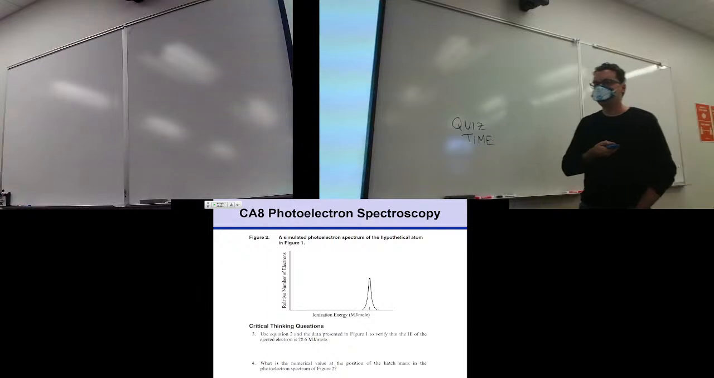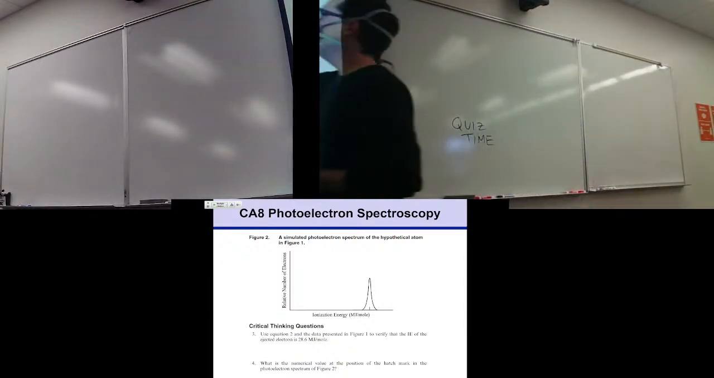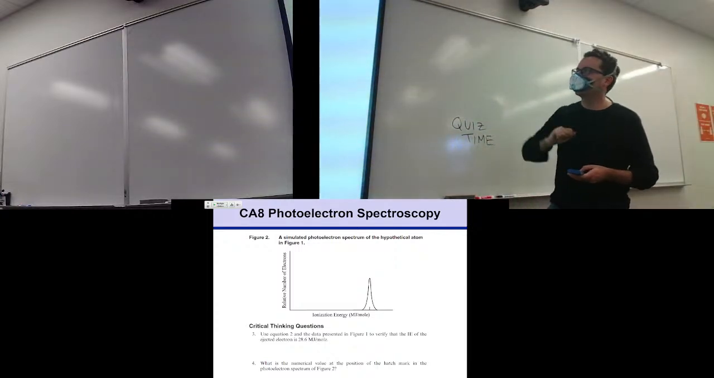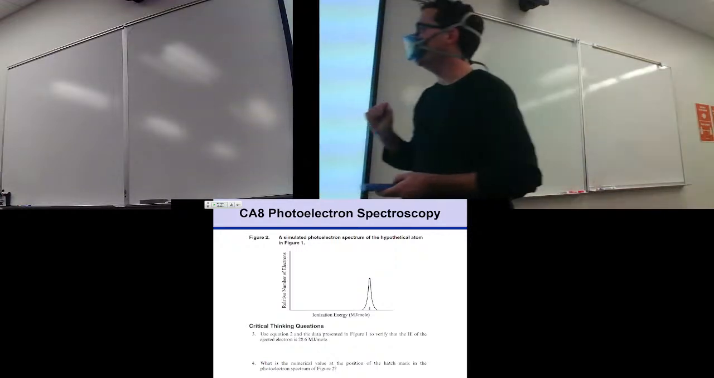I think the conclusions we came up with were that the height of the peak cannot be used to tell us whether or not, actually, well, we haven't talked about that. We'll get to that in a second. But we can tell ionization energy based on scale.